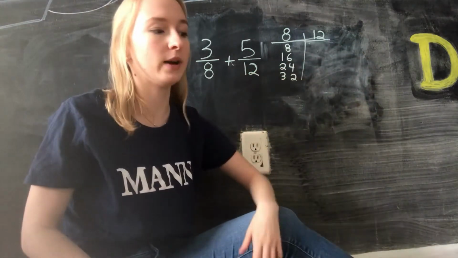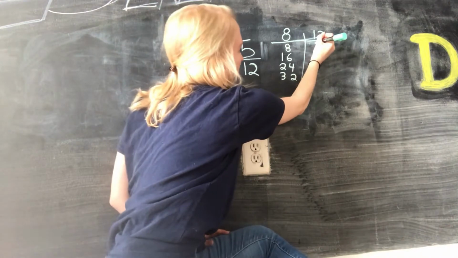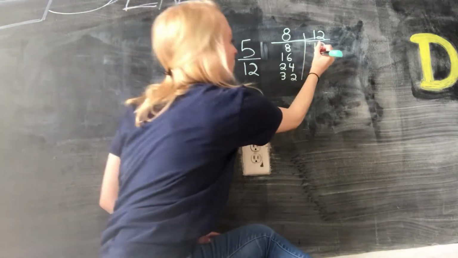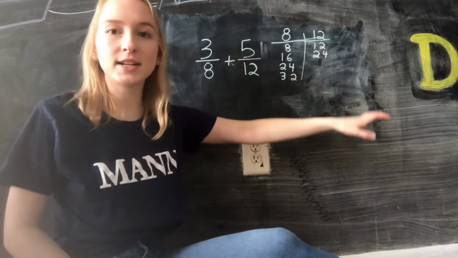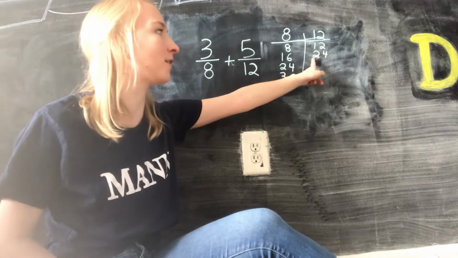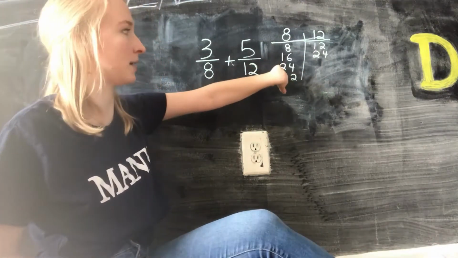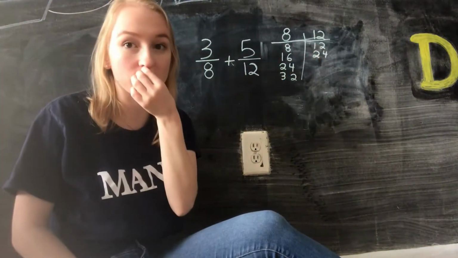Now, when we do the 12s, it's just the same thing. So 12 times 1 is 12. 12 times 2 is 24. And I'm actually going to stop there because I already see a number that they have in common. 8 times 3 gives us 24, and 12 times 2 gives us 24.